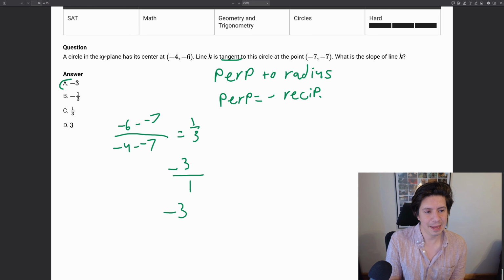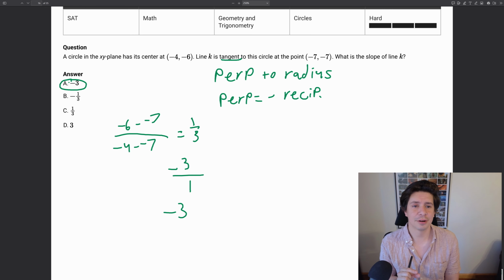And that is A. Okay, tricky one for sure, but totally doable if you know these things. This is an important thing to know. Once you have that, you'll be fine.